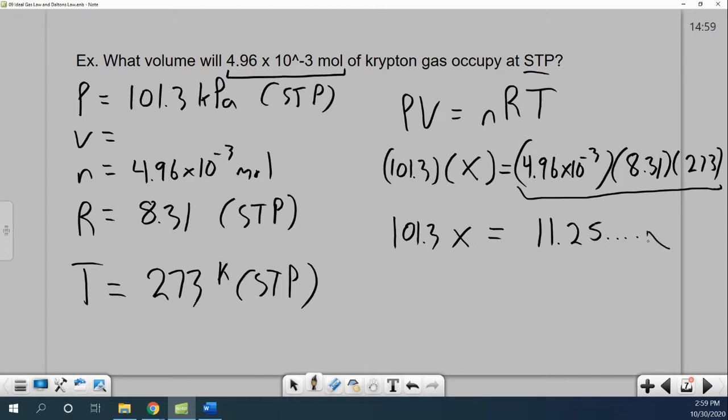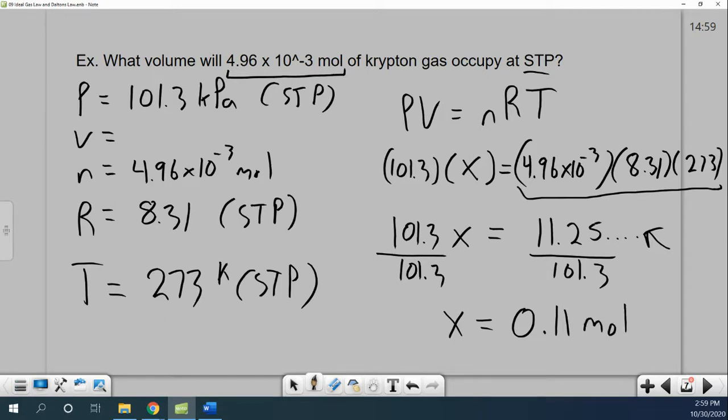So I have more of these numbers here. This decimal goes on and on and on. I'm saving that number in my calculator. I'm not rounding it yet. So when I go divide by 101.3 to get x on its own, I keep that number in my calculator. I just hit divide 101.3. How many moles do I have? 0.11 when I round it to 2 decimals. Moles. It's actually 0.11108 on and on, but 0.11 moles if I round it to 2.